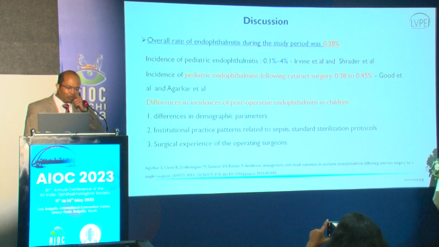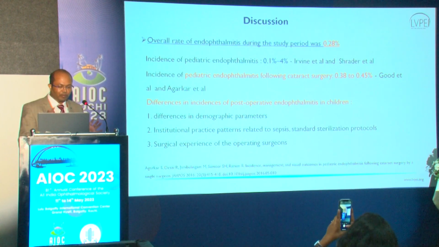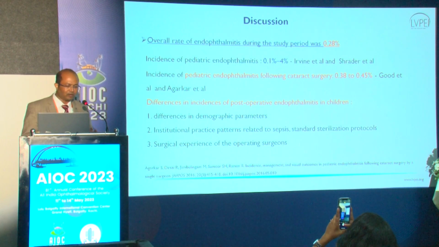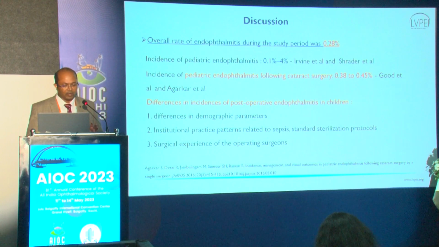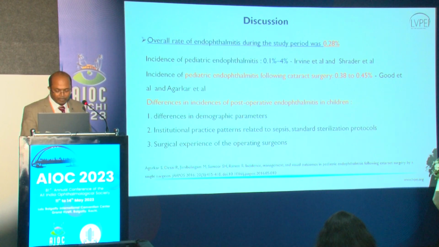Discussion: the overall rate of endophthalmitis during the study period was 0.28%. If you see the published literature by Irwin, Shader or Good et al., it ranges from 0.1% to 4%. Why is there such a big range? Is it a difference in demographic parameters?